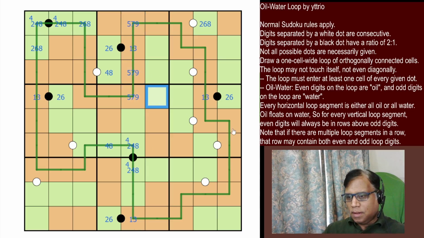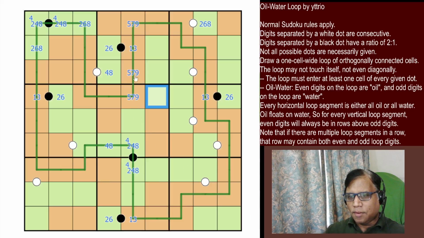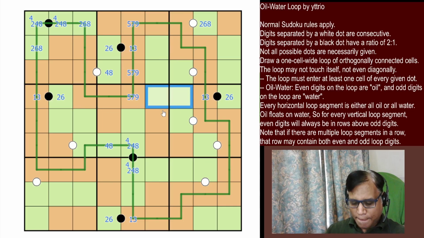1 3, 1 3. There is something called outline on element. Yeah, that way we can see the digits properly, outline over elements. So 4 is one of these, 2 6 8, okay. Now what to do? This is again 4 8, 4 8, right? 4 8, and these are again 5 7 9.